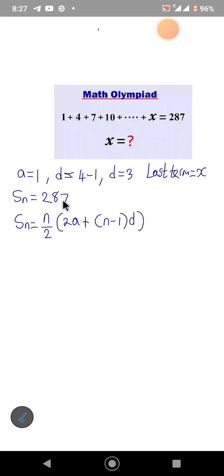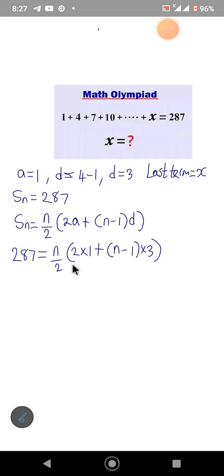The sum of terms of the AP in the question is 287, so I'll replace this Sn with 287. So here we will have 287 equals n all over 2, open bracket, 2 times a, and a is equal to 1, so we'll put 1 here, plus n minus 1 times d. d is 3, so we'll put our 3 here and close our bracket.